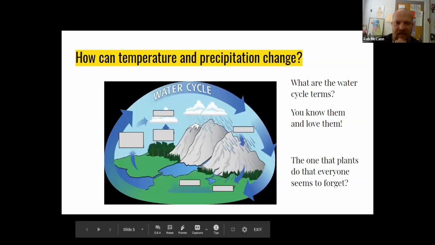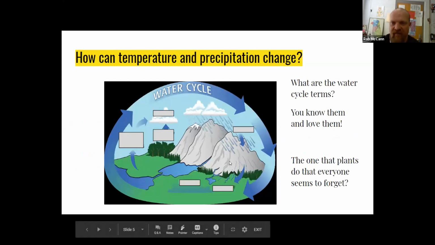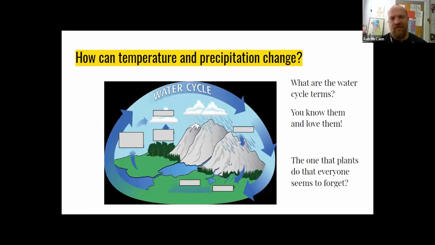So how can precipitation change? And look, we have that cool water cycle that everybody knows and loves, the elementary school level water cycle, right? And so this is one of our biogeochemical cycles, right? Okay. And so this is the water cycle.